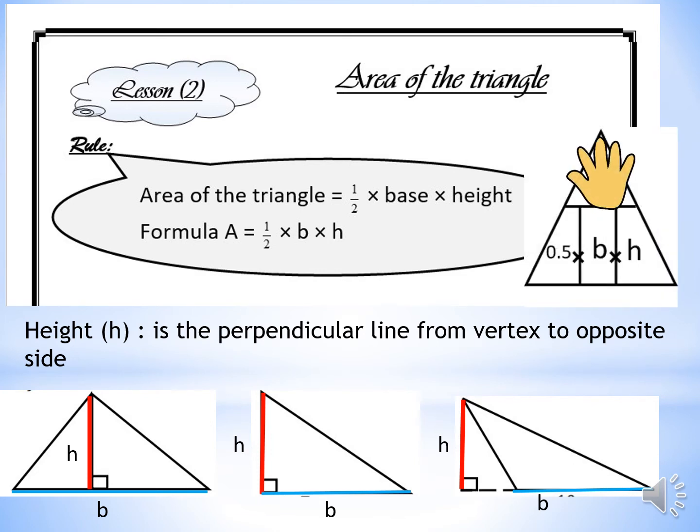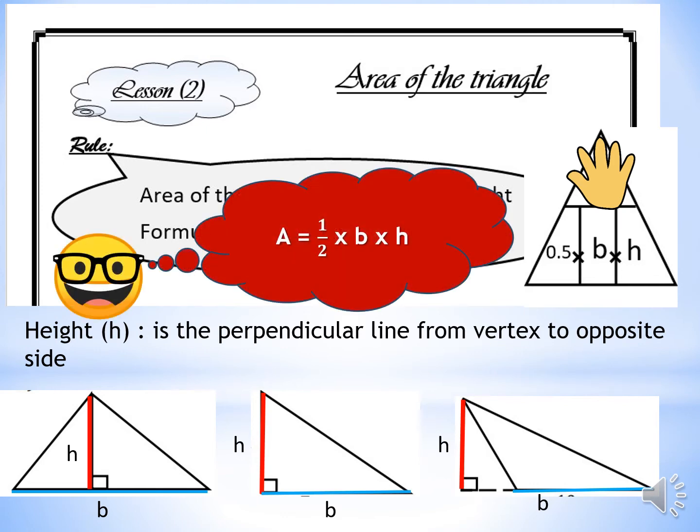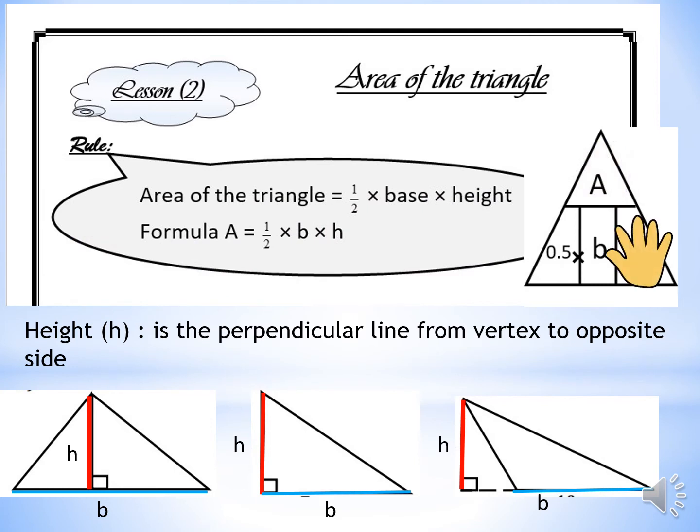This is our magic triangle. I have the area up, and down it's divided into 3 parts, which is half times B times H. This is my rule, that the area equals half times base times height. If I want to find the area, it is equal to half times base times height. Okay, what if I want to find the height? I will hide the height and see what's left in my triangle.